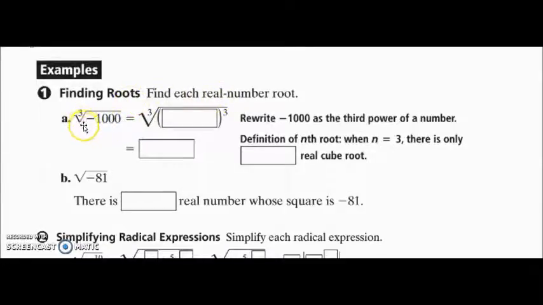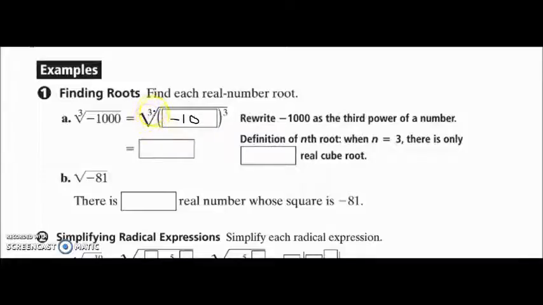So we want to find the cube root of negative 1,000. So we want some number multiplied by itself 3 times to give us negative 1,000. So that number is negative 10 cubed. So negative 10 times negative 10 times negative 10 is negative 1,000. So negative 10 to the third is what we're looking for.